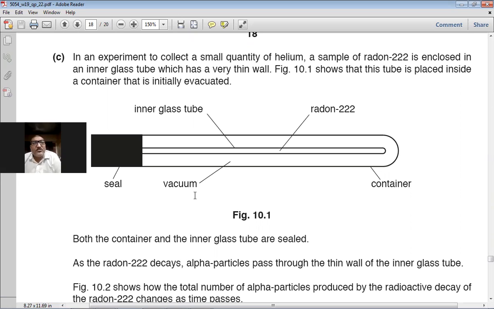So here you have a seal. Here we have the inner glass. This is the inner glass tube, and this is the container. And this inner glass tube has radon 222, and this container has vacuum in it. Both the container and the inner glass tube are sealed. As the radon 222 decays, alpha particles pass through the thin wall of the inner glass tube. So here the alpha particles are being given out. They pass through this thin glass tube and they come here into this vacuum.